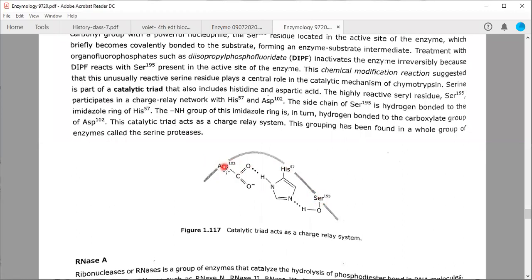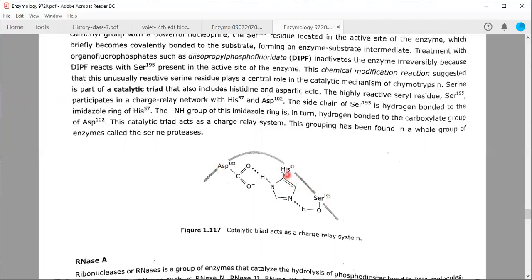For example, see here, there are three amino acids in the serine proteases. Obviously it is a serine protease, so serine should be there. It works like a nucleophile, so it has some negative charge. So serine 195 is actually the main amino acid which is catalyzing this particular reaction. Along with serine, it has histidine and aspartate.